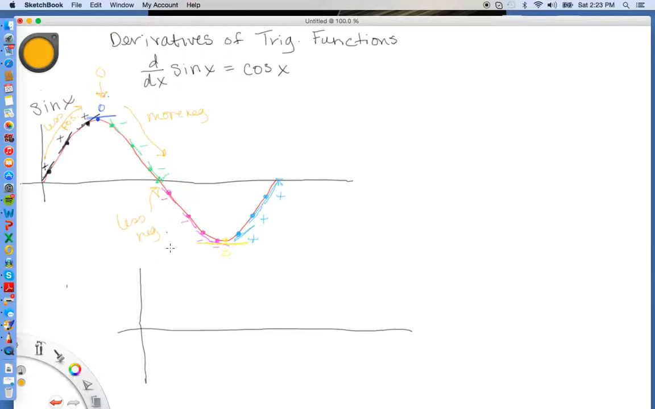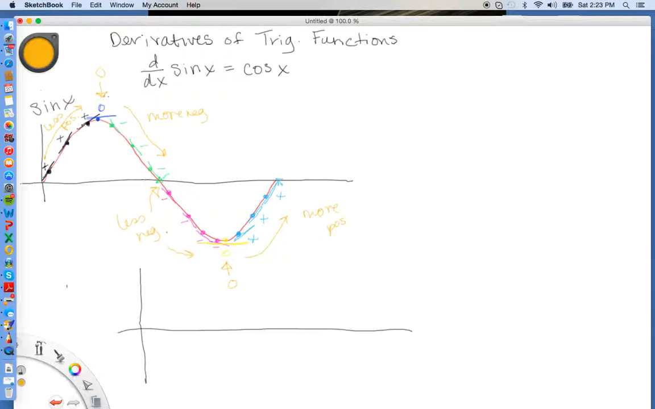And then they continue to be less negative until we reach this point here where the slope is 0 again. And then another turning point happens where, as we go up this side of the sine function, the slopes now become more positive. Okay, and when I say less positive, more negative, less negative, more positive, what I mean is their absolute values are either going further and further away from zero or becoming closer and closer to zero, right?